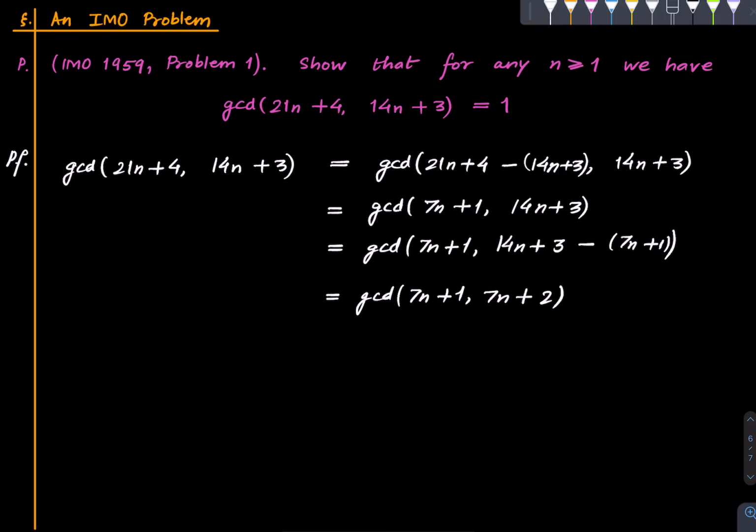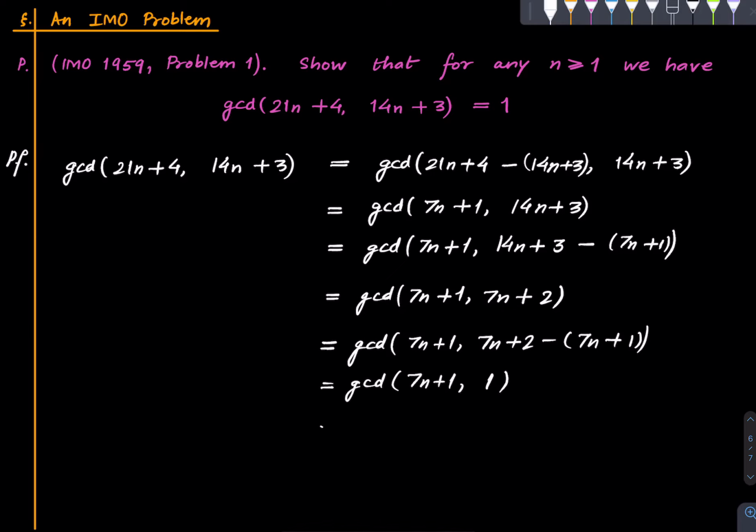And now we have two consecutive positive integers, and their GCD is of course 1. And if you don't want to use that fact separately, you can just again do one more time the subtraction business. So we get GCD 7n plus 1, comma 1. And of course this is GCD 1, no doubt about that. So very simple problem and a very neat solution to it.